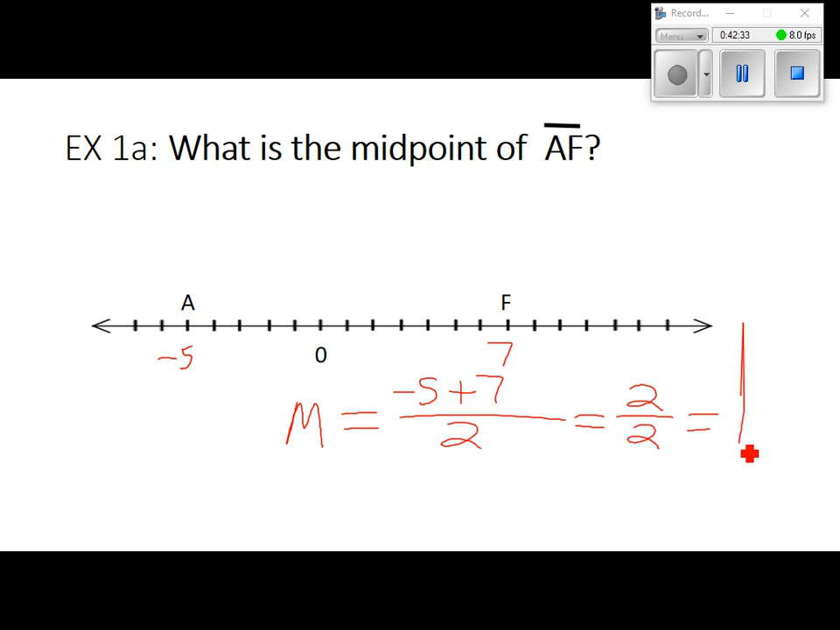So where should the midpoint be? Ignore that, that's supposed to be a 1. Just a tall one. That's a big 1. So the midpoint should be right there. Does that look like that's right in the middle? Yeah.